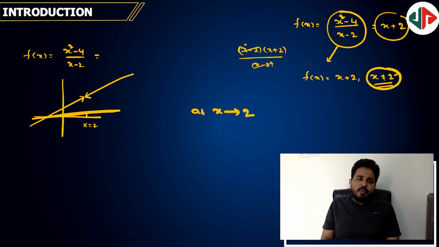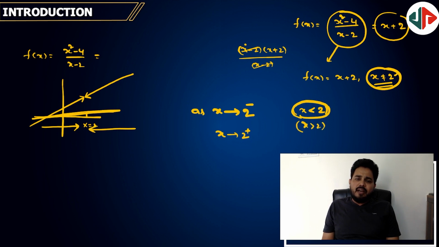So how many ways can you approach 2? From the left side, that is called x tends to 2 minus, so here x is less than 2. As x tends to 2 plus, you are approaching from the right side, that is x is greater than 2. When you are approaching, whatever value f is approaching from the left is called the left limit, and when you are approaching from the right side, that is called the right limit.